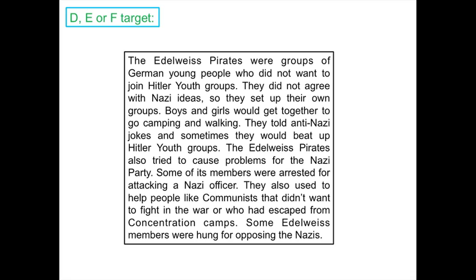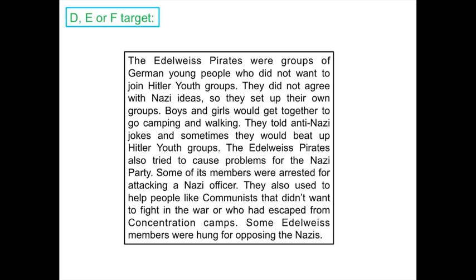The Edelweiss Pirates also tried to cause problems for the Nazi Party. Some of its members were arrested for attacking a Nazi officer. They also used to help people like communists that didn't want to fight in the war, or who had escaped from concentration camps. Some Edelweiss Pirate members were hung for opposing the Nazis.